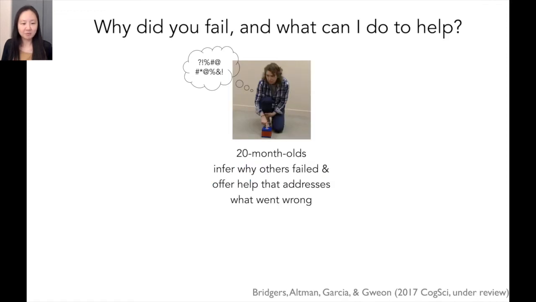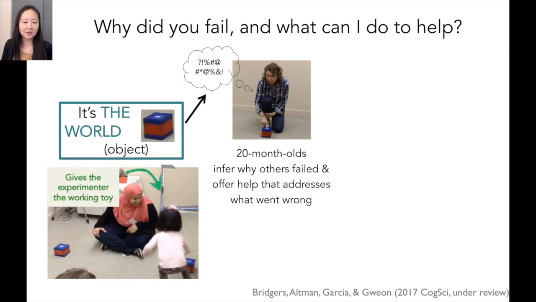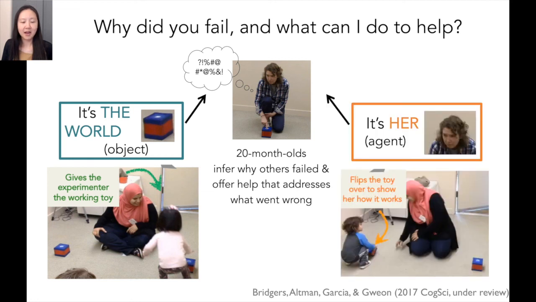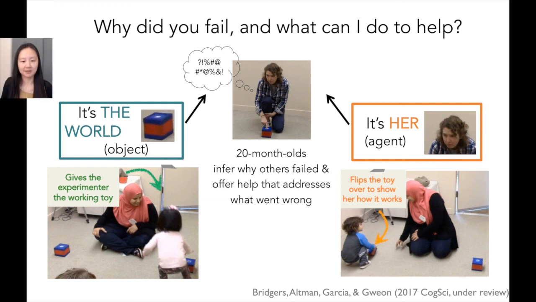Similarly, when other people fail, children don't simply imitate what they did. They do something meaningful by reasoning about why other people fail and thinking about what they can do in order to help. So when this person's failure suggests that she's working on a broken toy, they give the experimenter the working toy by going across the room. However, when it suggests that she's working on the wrong side of the toy because she doesn't know how the toy works, they flip the toy over to show the correct button.